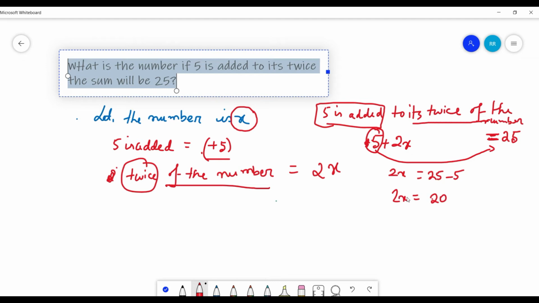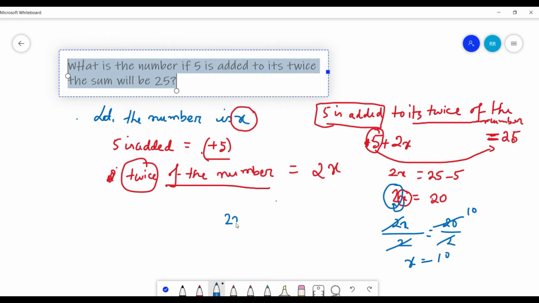Now you have to free this x. So in order to do this, you have to remove this 2 from here. So how can you remove this 2? You can see that the 2 is in multiplicative form. So in order to remove this 2, what you have to do, divide both sides by 2. So 2 by 2 cancel out. So x equal to 20 by 2 is 10, x equal to 10.